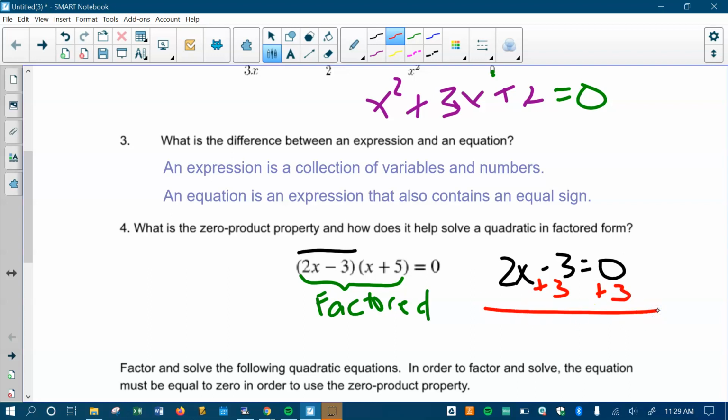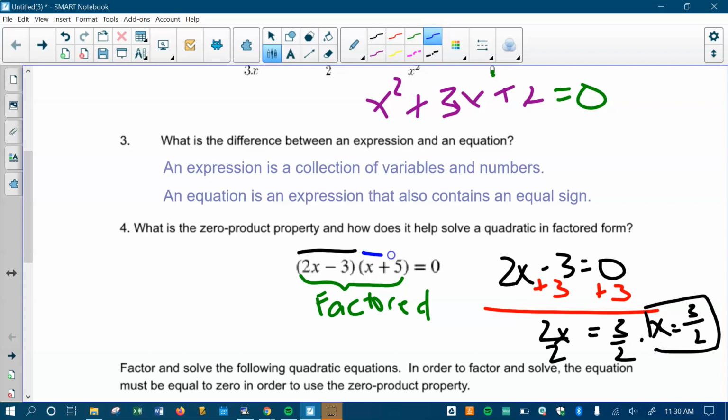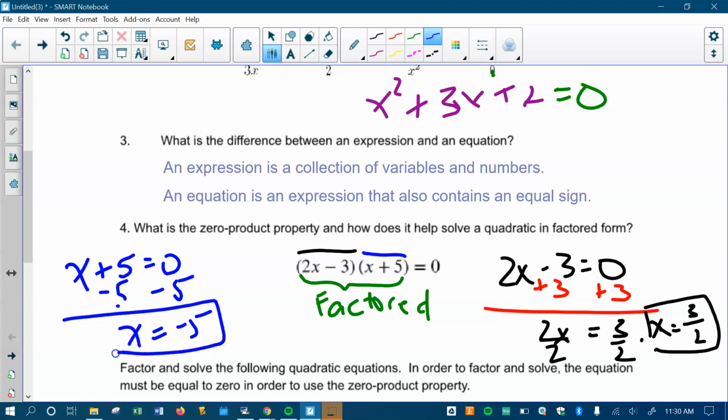All right, so we're going to add 3 to both sides. We get 2x equals 3. Divide by 2 on both sides, and we get x is equal to 3 over 2. Or if you plug it in your calculator, you're going to get 1.5. And this is one solution to the equation. Let's do the other one. We'll set x plus 5, the other factor, equal to 0. And when we subtract the 5 here to solve for x, we get x equals negative 5. And these are my two solutions to the equation.